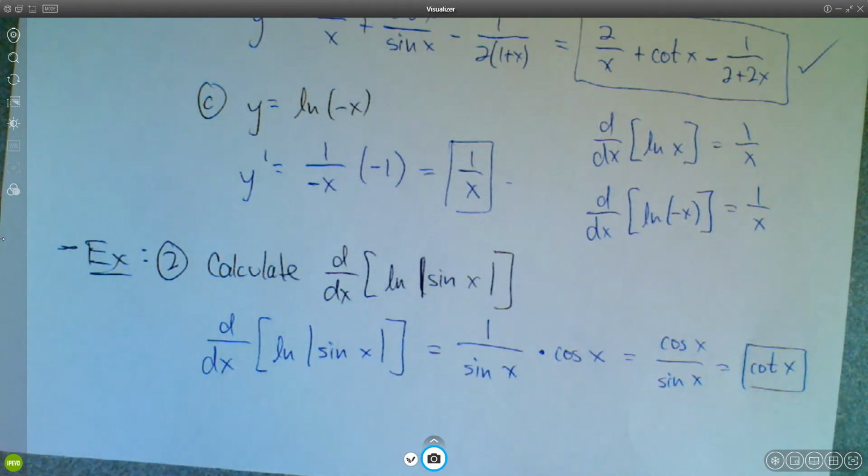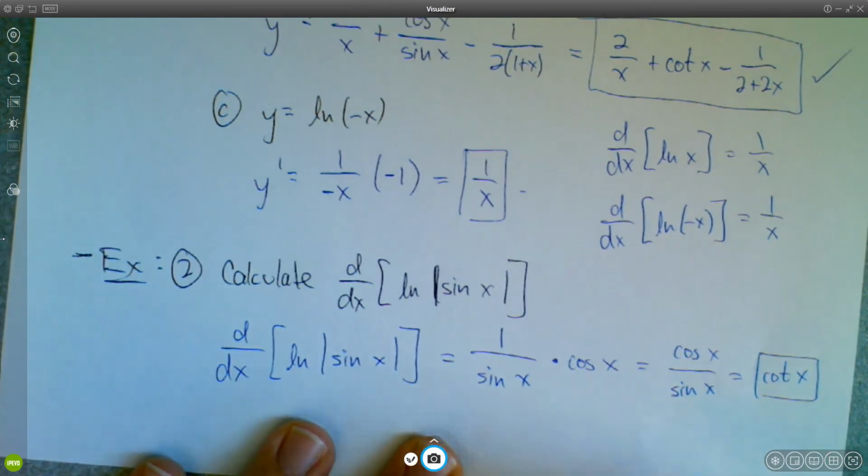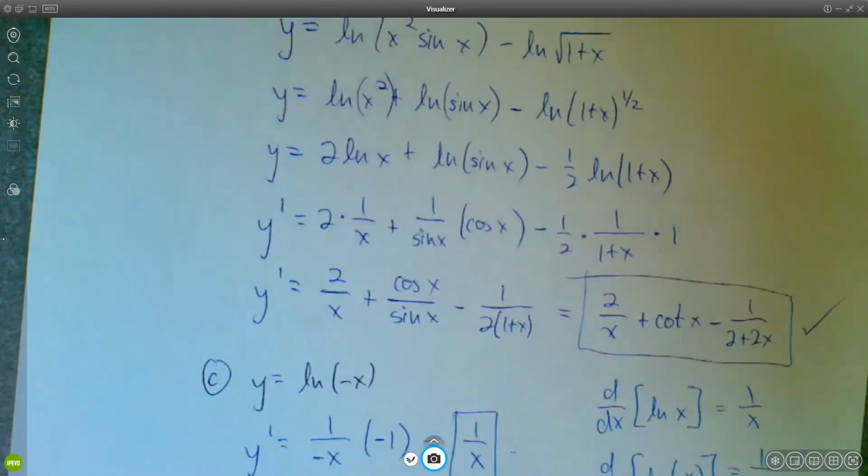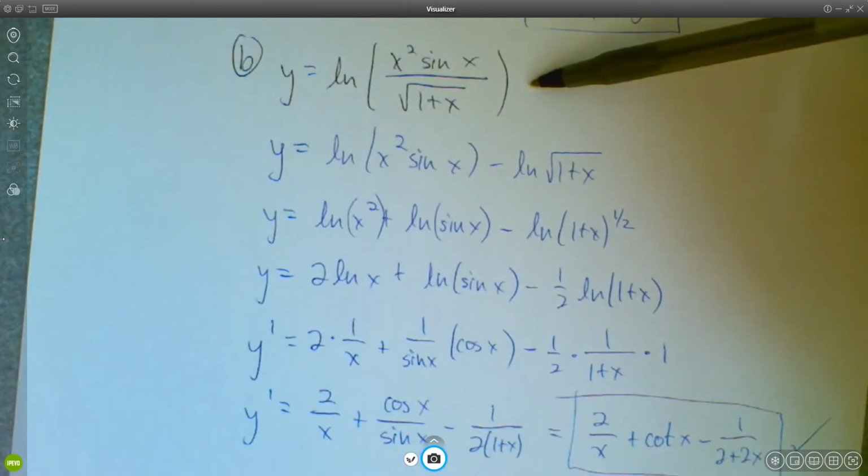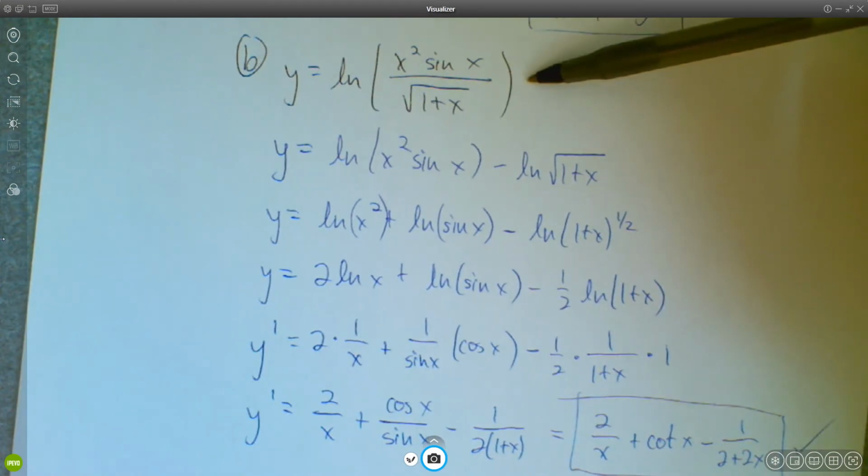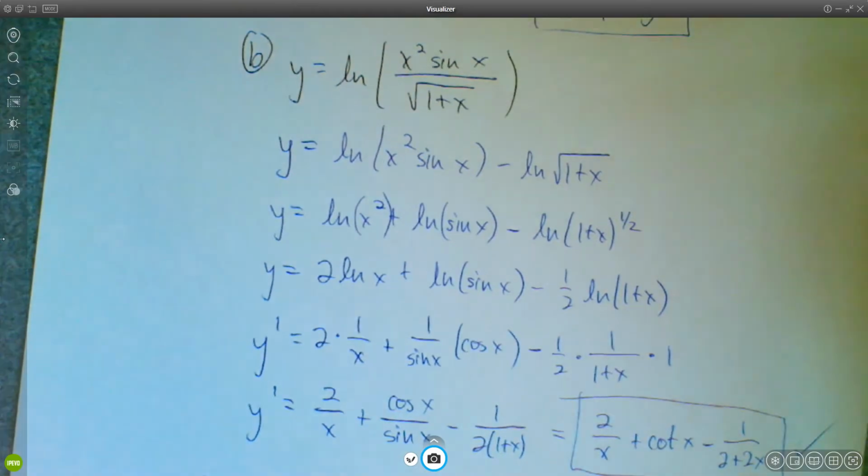So that's kind of nice. Now, we can exploit natural logs quite a bit along the lines of something like part B. We can make things a lot easier by taking natural log of both sides before we differentiate. Let me show you what I mean.